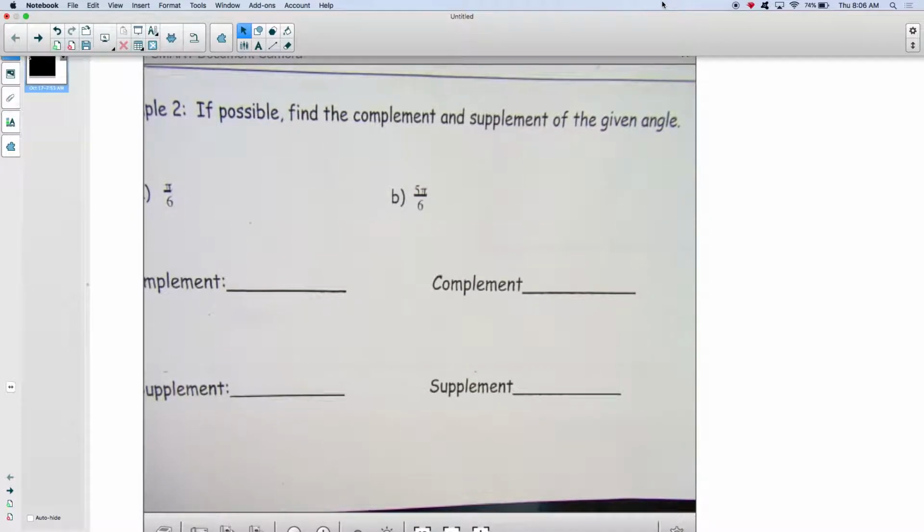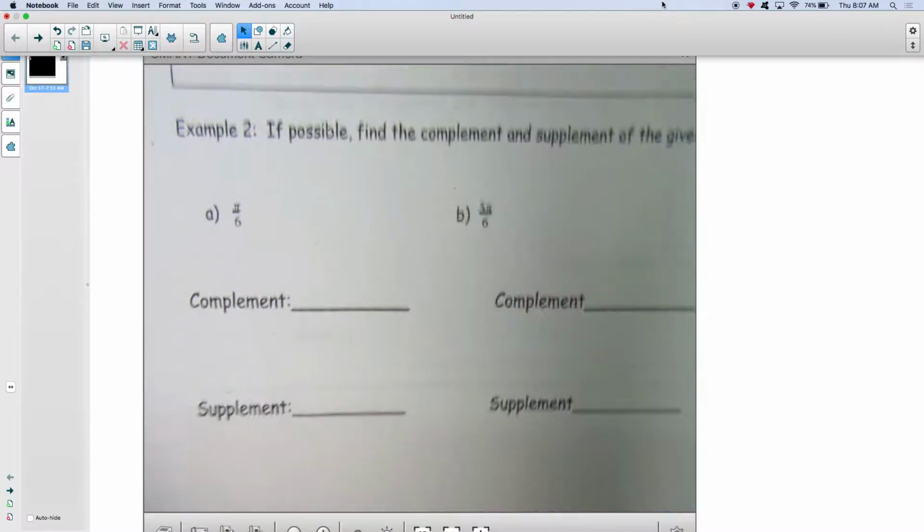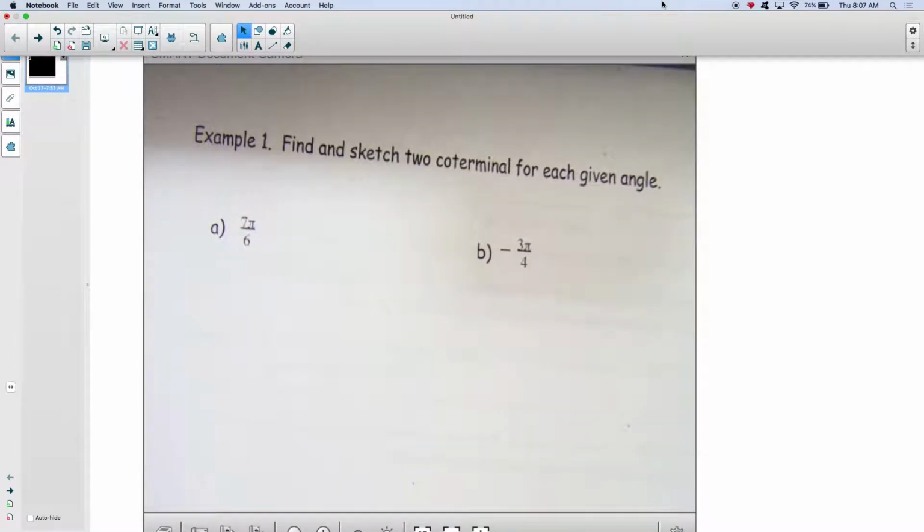Find and sketch 2 coterminal angles that are 7 pi over 6. I guess we ought to get an example. There we go. So what did I just say?